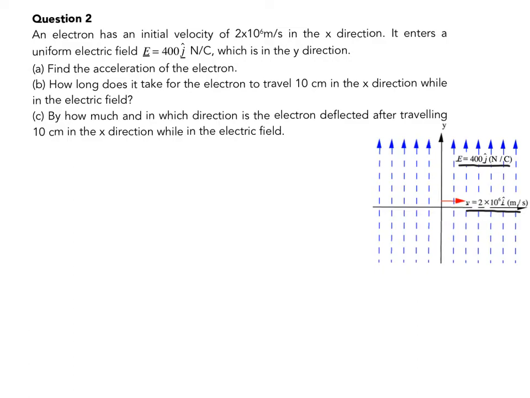We need to find the acceleration of the electron. We need to find how long it takes for the electron to travel 10 centimeters in the horizontal direction while in that field, and then how much it is deflected after traveling 10 centimeters in the x direction while in that field. So we can start by using Newton's second law to find the acceleration. So I'll just write this down. We find acceleration using Newton's second law.